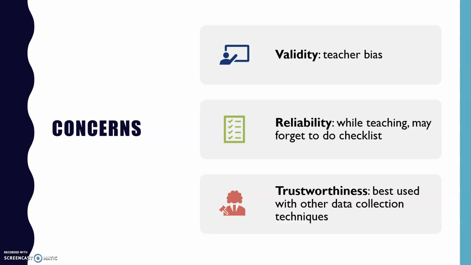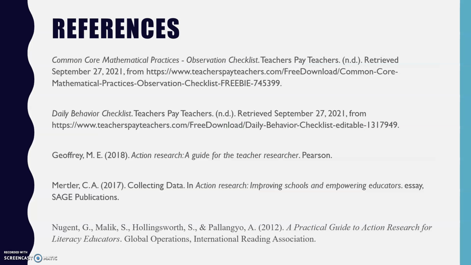Lastly, it's important for data to be trustworthy, and checklists are a very specific, very basic form of data collection. So for data from checklists to be trustworthy, they should be used in conjunction with other data collection techniques, and triangulation should be used to prove the study's trustworthiness.